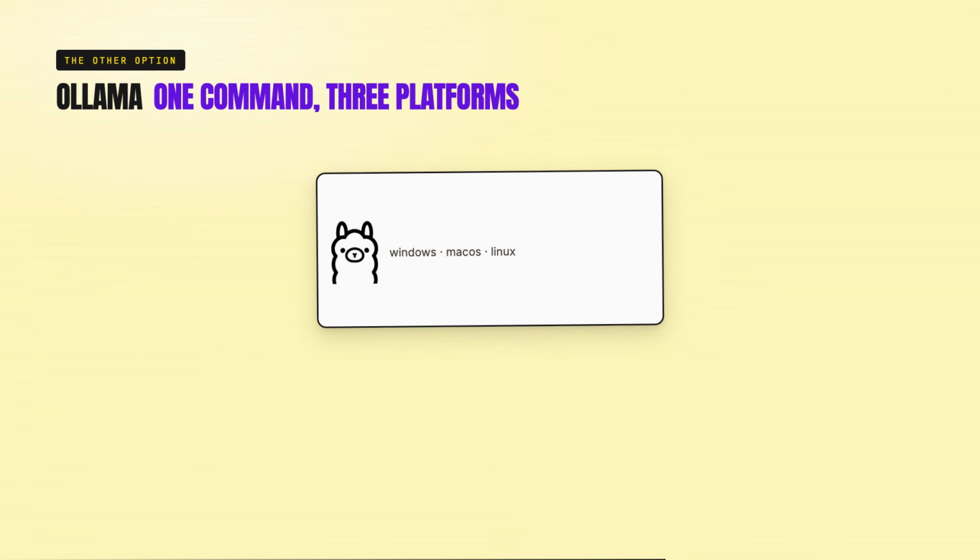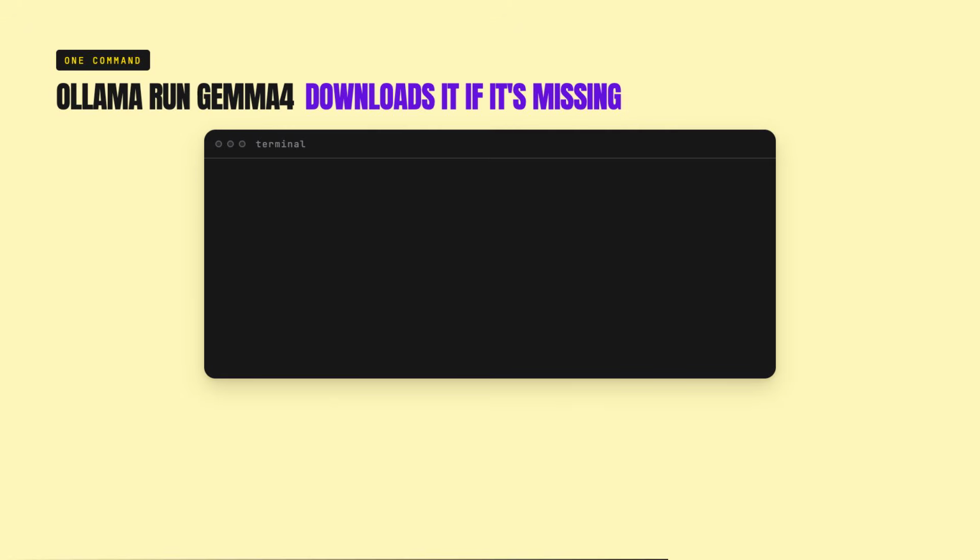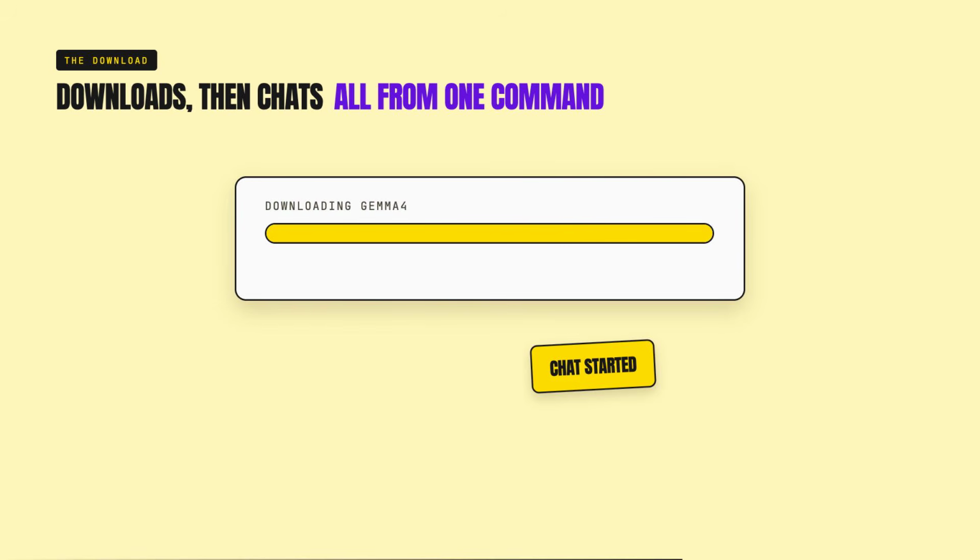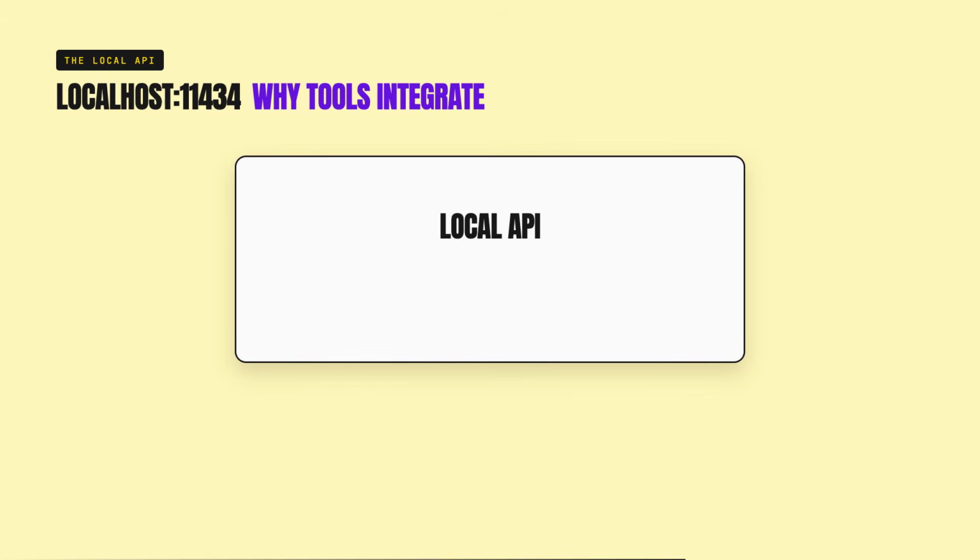Ollama works on Windows, macOS, and Linux. After installing it, a single command can download and launch a model. For example, Ollama run Gemma 4. If that model is not already on your computer, Ollama downloads it and starts the chat. Ollama also provides a local API, which is why so many local AI tools integrate with it.